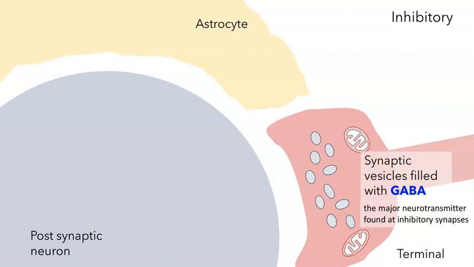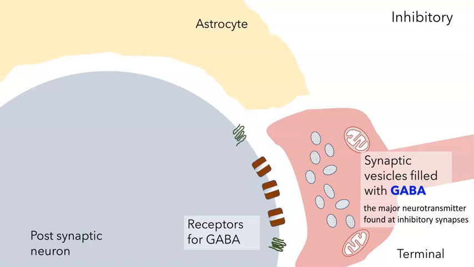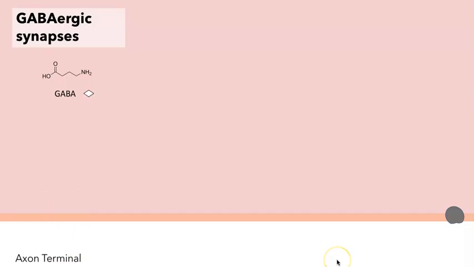There are other types of transmitters that can have an inhibitory effect, but most inhibitory synapses are GABAergic. Of course, there'll be receptors for GABA on the postsynaptic cell, and here already you can see that there'll be more than one type. And there'll be reuptake transporters in both the terminal and in the astrocyte. Let's look at the GABAergic synapse.